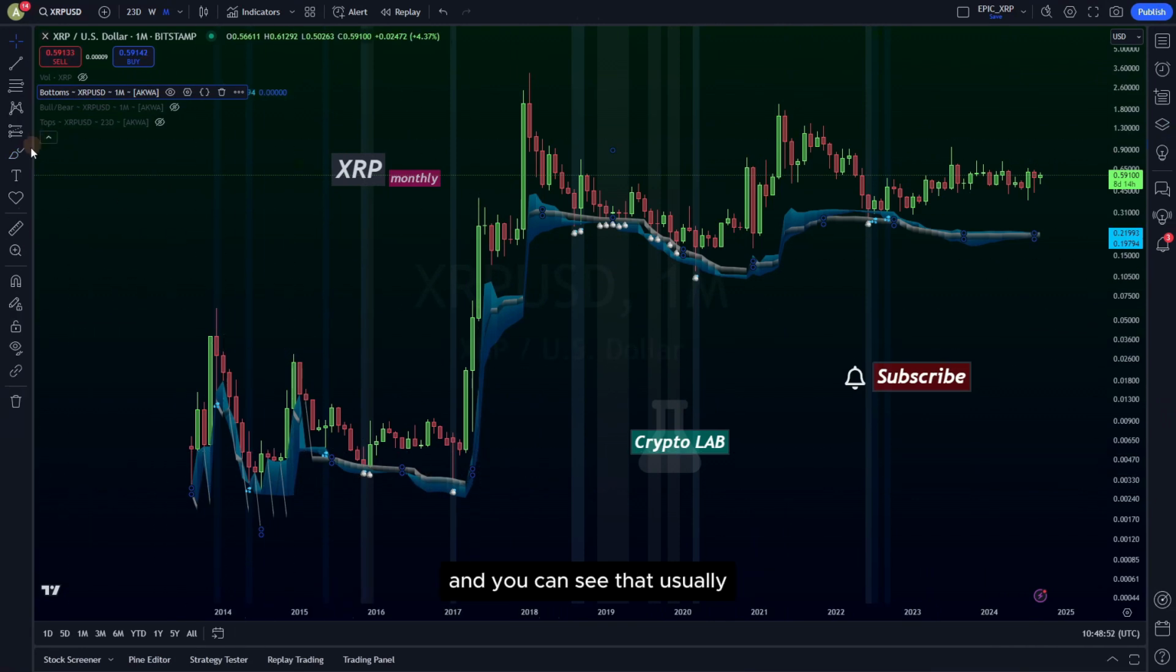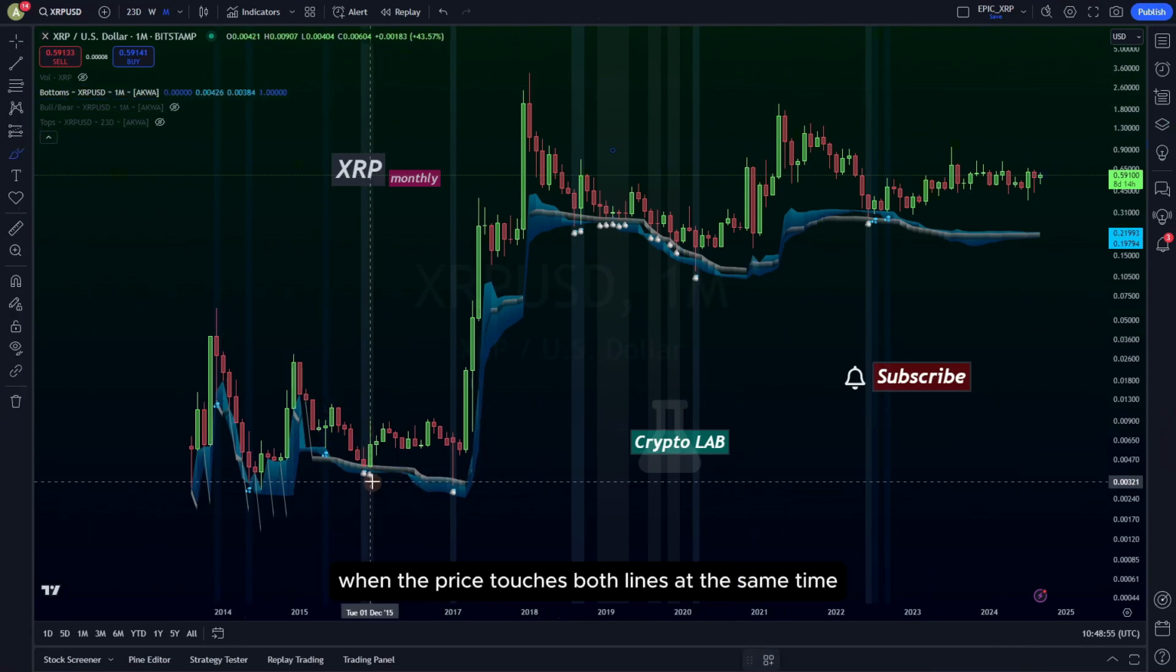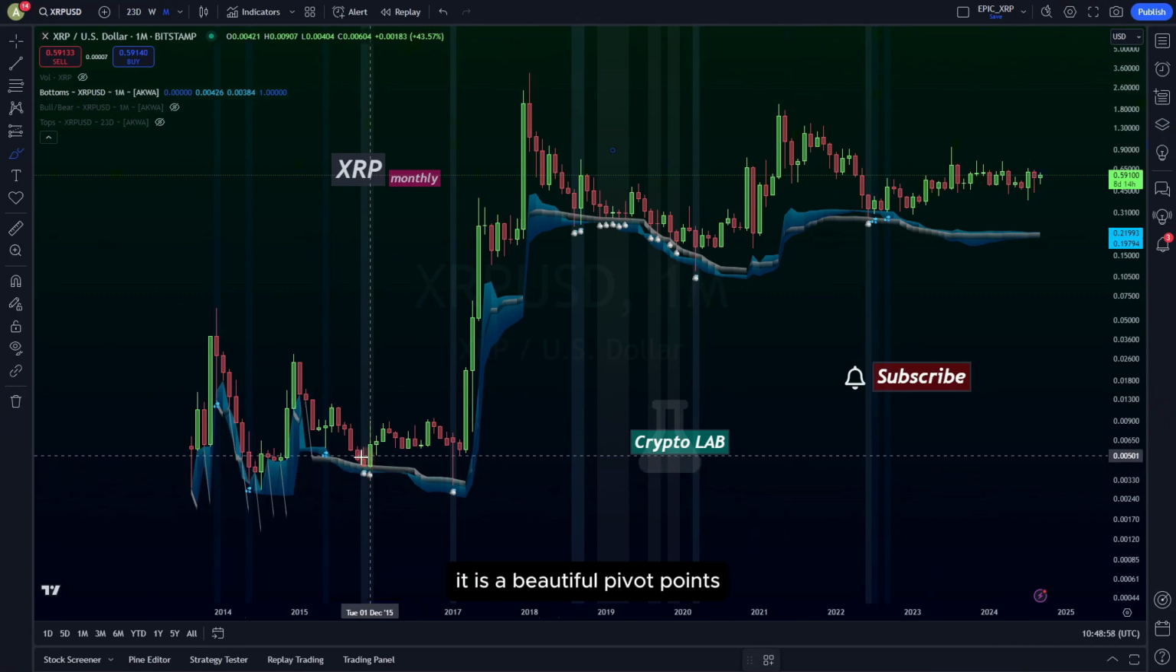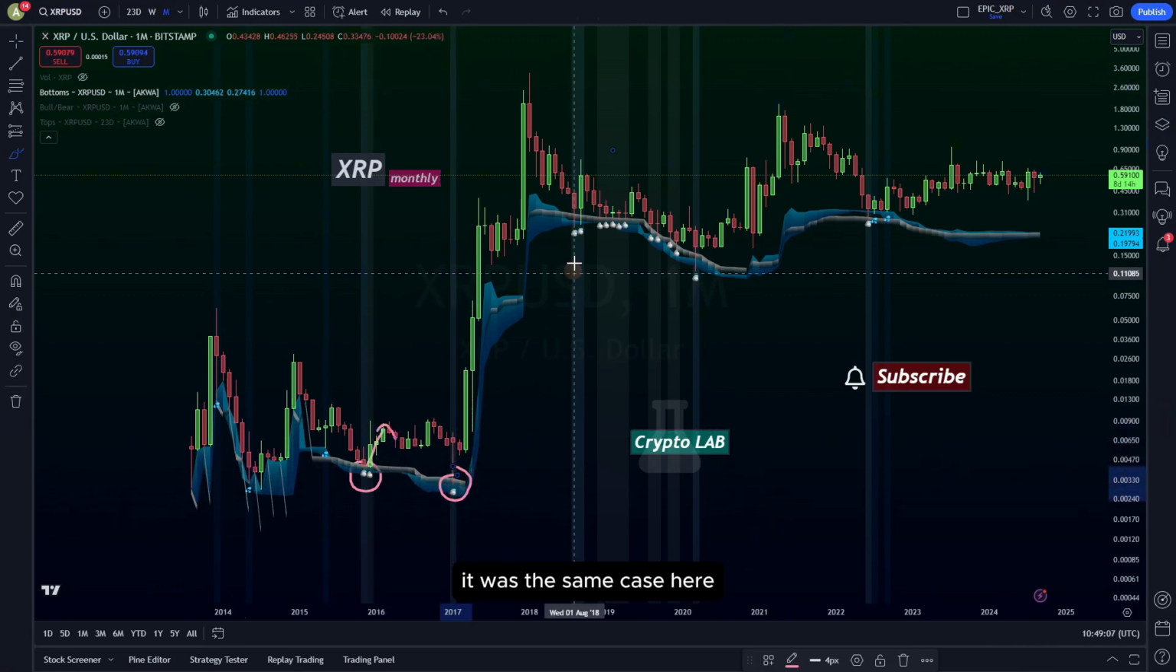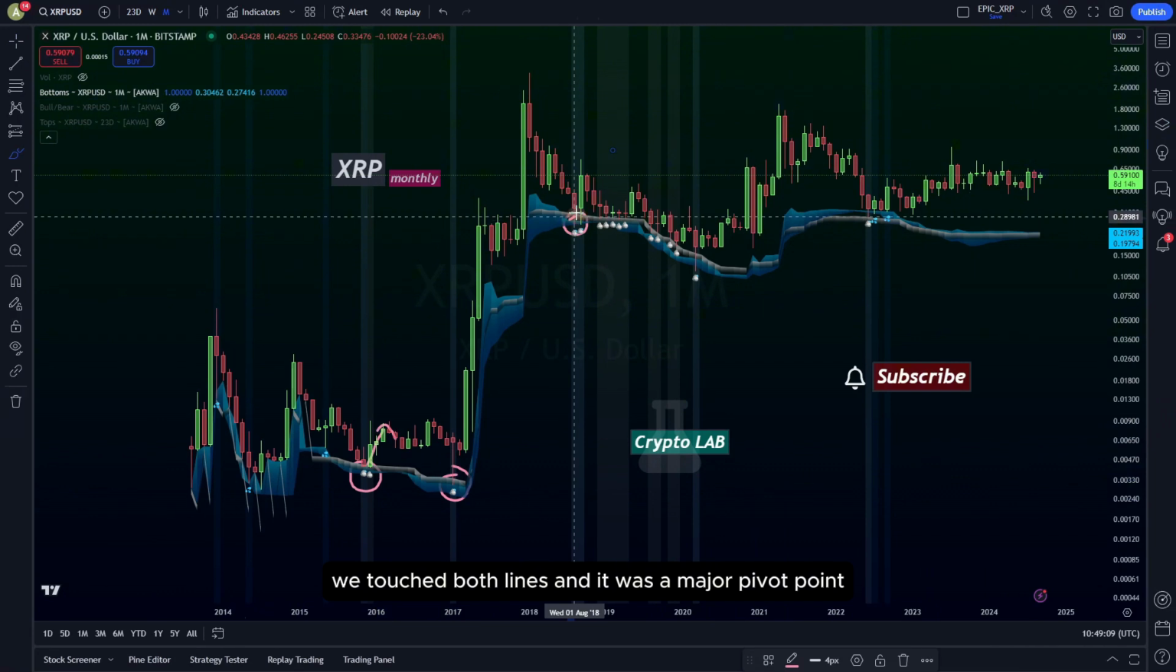And you can see that usually when the price touches both lines at the same time, it is a beautiful pivot point. For example, here we touched both lines and it was a major pivot point, right? Here again, it was the same case. Here we touched both lines and it was a major pivot point.